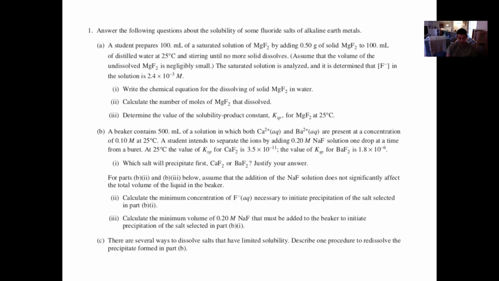That's nothing new. Part B, a beaker contains 500 milliliters of a solution in which both calcium 2 plus and barium 2 plus are present at a concentration of 0.10 molar. All right, so that means both of them are at 0.1 molar. A student intends to separate the ions by adding 0.20 molar NaF solution, 1 drop at a time, from a burette. At 25 degrees Celsius, the value of KSP for CaF2 is 3.5 times 10 to the negative 11th. The value of KSP for BaF2 is 1.8 times 10 to the negative 6th.